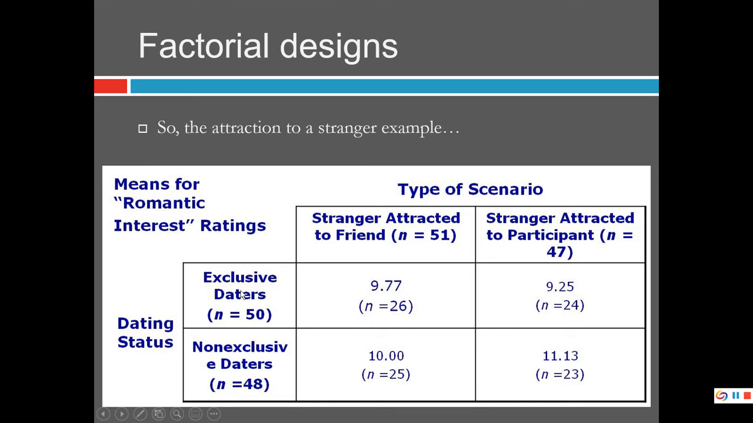So you have here exclusive daters who read that a stranger was attracted to their friend, and then they're expressing their romantic interest in that stranger. Exclusive daters who heard the stranger was attracted to themselves, making a rating here, and then the same for non-exclusive daters. Non-exclusive daters who heard they were attracted to the friend, non-exclusive daters who heard the stranger was attracted to them.